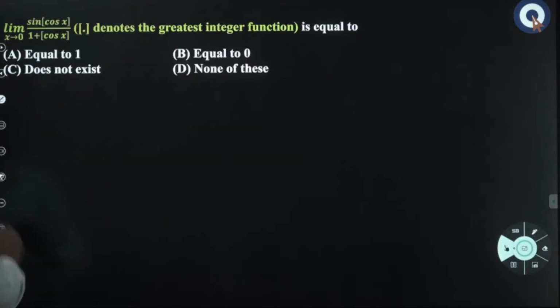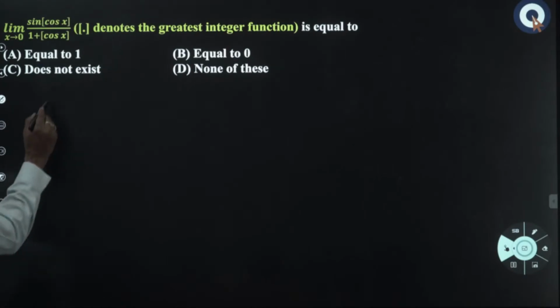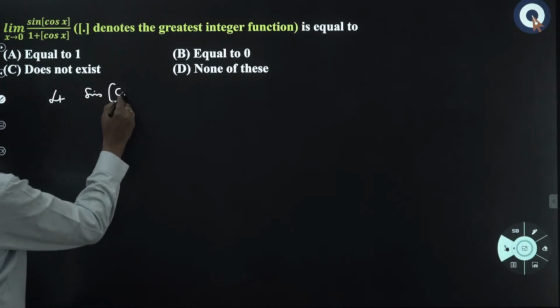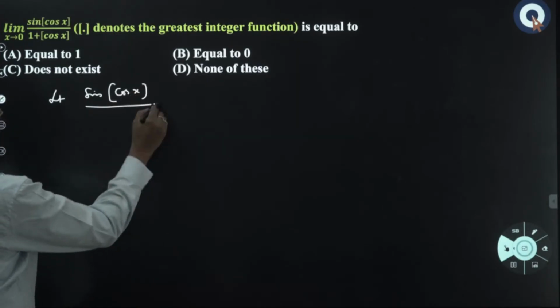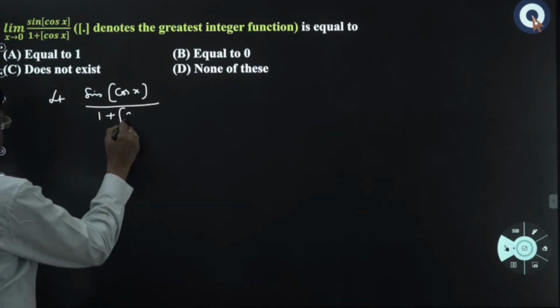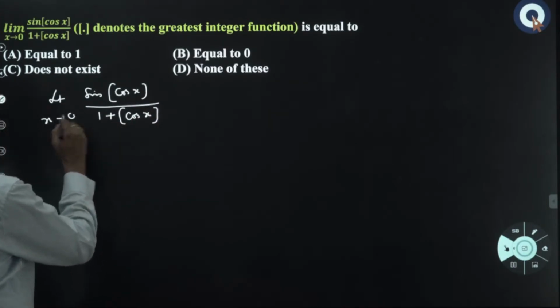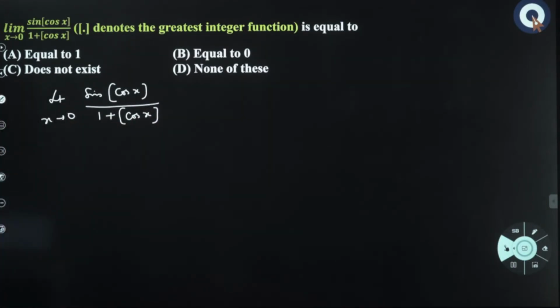Okay. Let us do the next problem. Limit of sine of step of cos x by 1 plus step of cos x as x tends to 0. So here, limit of sine of step of cos x by 1 plus step of cos x as x tends to 0.